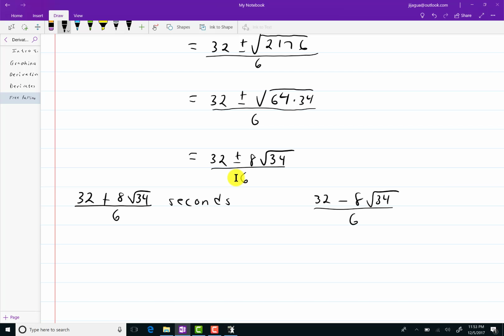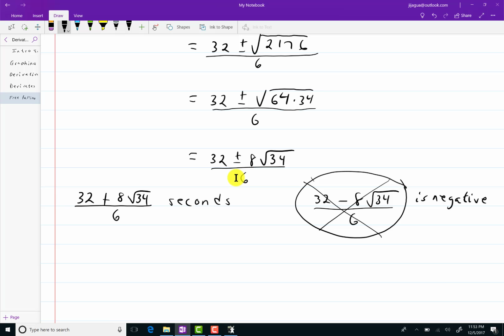Without going to the calculator, you should be able to reason that this number here is to be gotten rid of because it is negative. And that makes no sense in the context of this problem. This problem started when time equaled 0, and we started from that and counted seconds after 0. So the only one that makes sense here is the positive one.